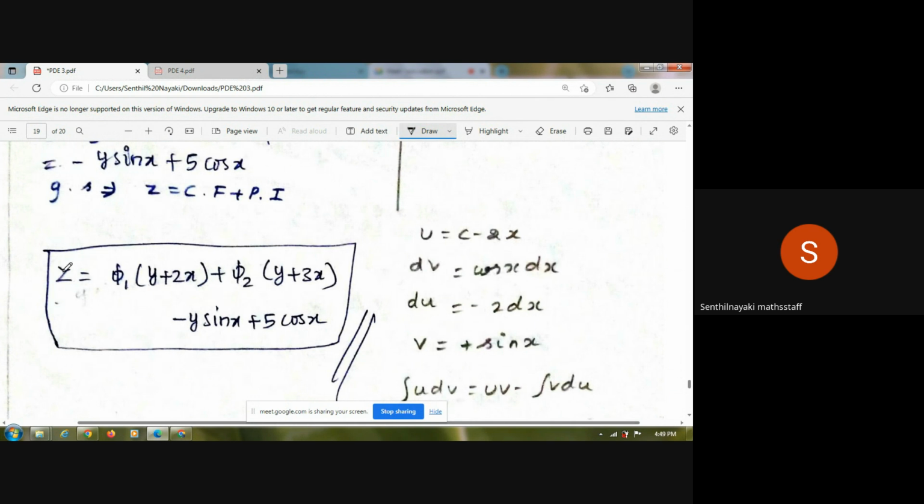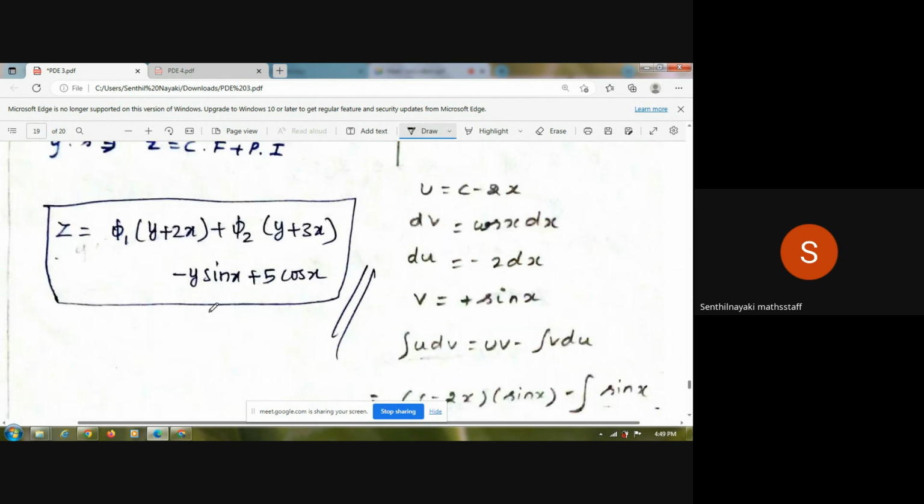general solution is z equal to pi 1 of y plus 2x plus pi 2 of y plus 3x minus y sin x plus 5 cos x. This is the general solution.